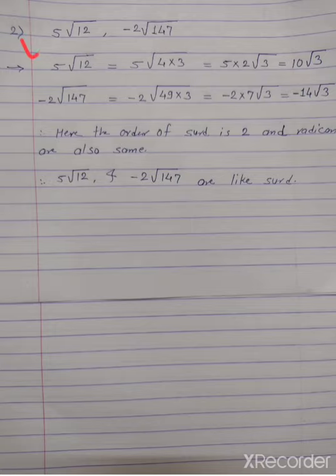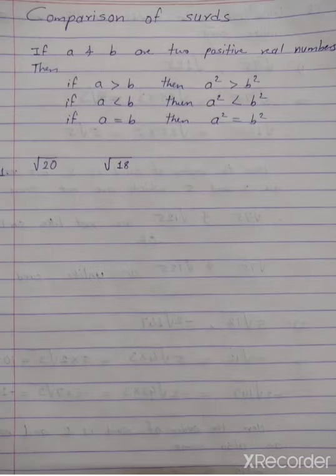Is the given surds are like or unlike? We can find out this conclusion by using the simplest form or simplification of these surds. Now let us study comparison of surds.